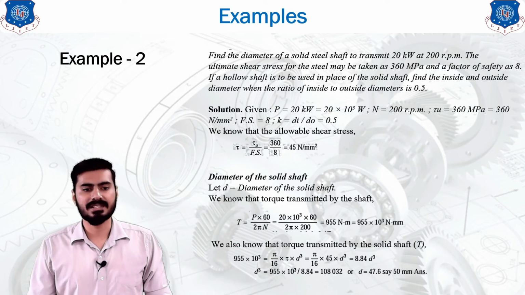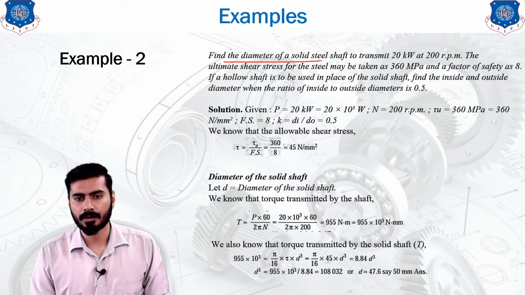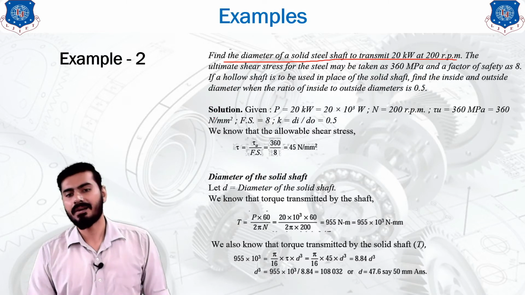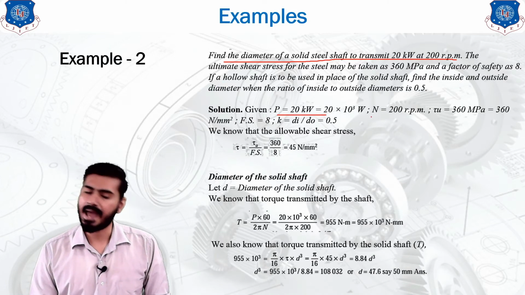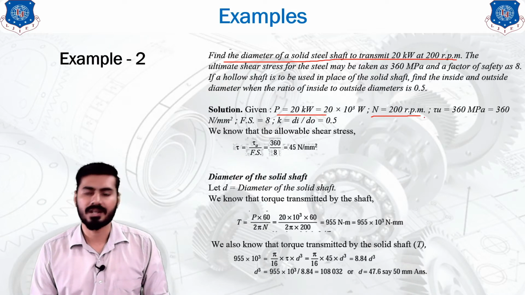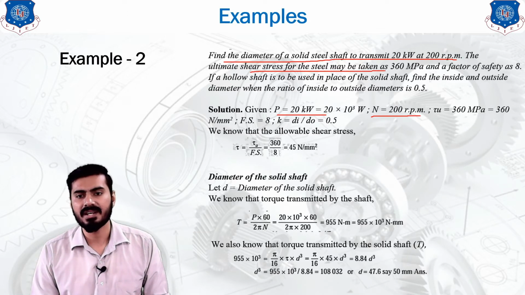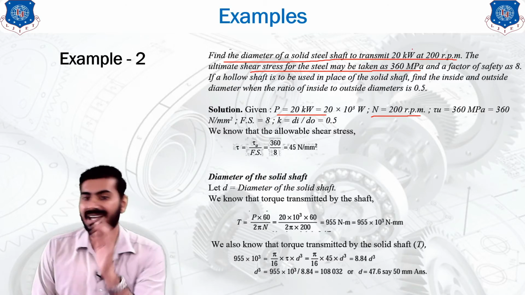Okay, so first this example is explained over here to clear out your perspective regarding the example. That is, find the diameter of the solid steel shaft to transmit 20 kilowatt at 200 rpm. Again, the power to be transmitted is 20 kilowatt and the rpm required is 200 rpm. The ultimate shear stress for the steel may be taken as 360 megapascal. So the ultimate shear stress is provided.